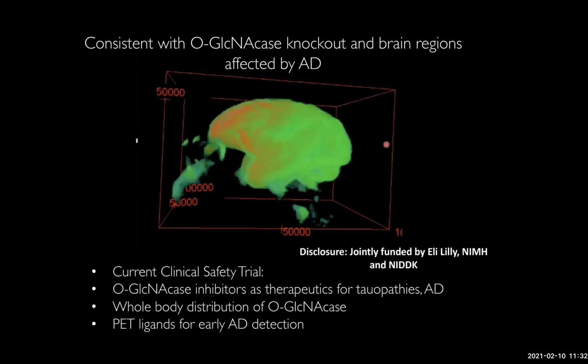So this ligand is currently in clinical safety trial at the NIH. We're hoping that such O-GlcNAc inhibitors can be used for therapeutics for tauopathies and Alzheimer's disease. We're able to see whole body distribution of O-GlcNAc, and for those who are interested, I can show you that. And so we're hopeful that these PET ligands will be very useful for Alzheimer's disease detection.